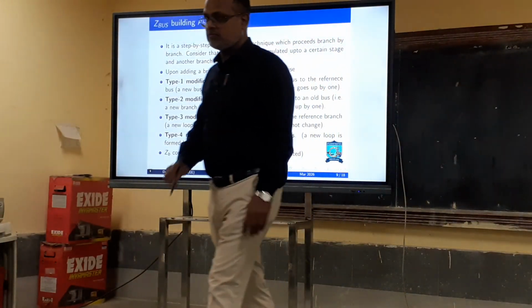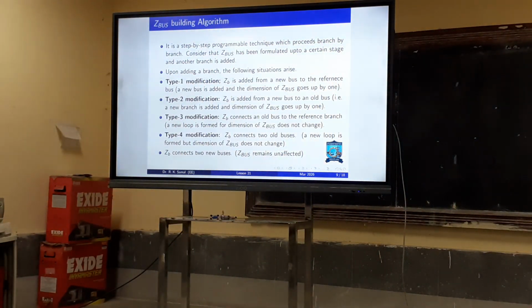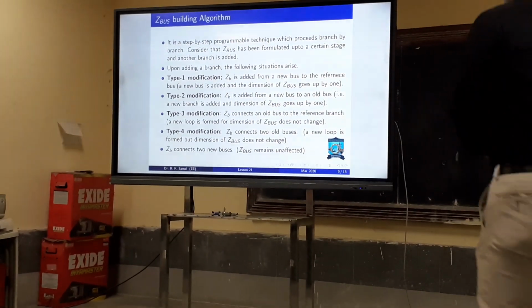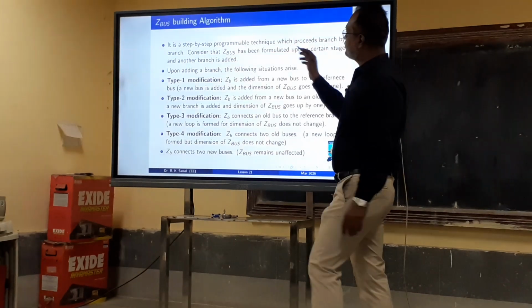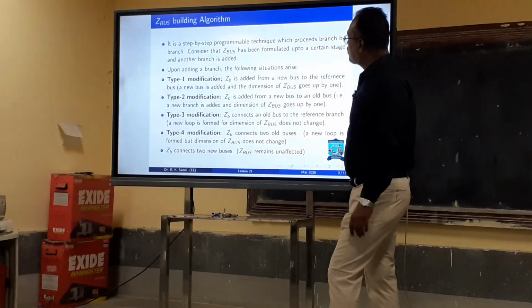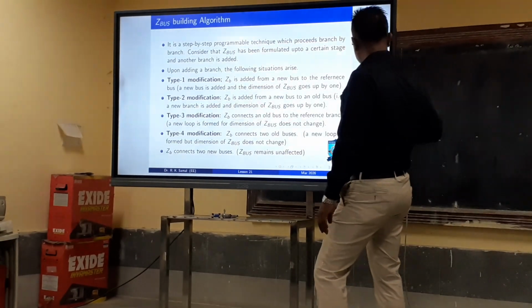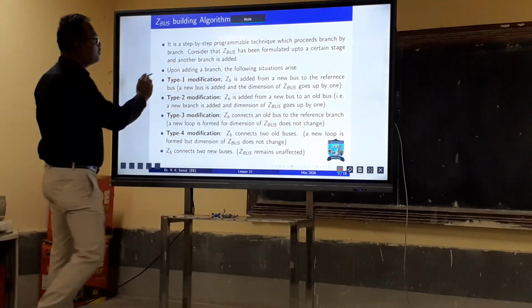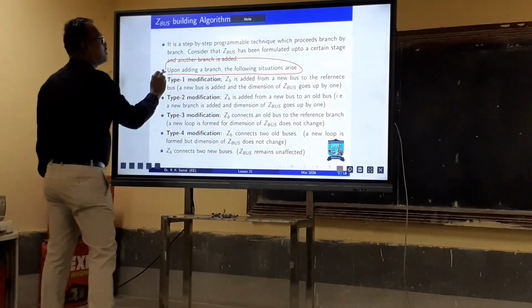Now this is the actual algorithm. Did you see the program that I have uploaded, the Zbus program? So what is the Zbus algorithm? The Zbus building algorithm is a step-by-step programmable technique which proceeds branch by branch. Consider that Zbus has been formulated up to a certain stage. Suppose we are at a stage and we are adding a new branch. So we have the following equations.